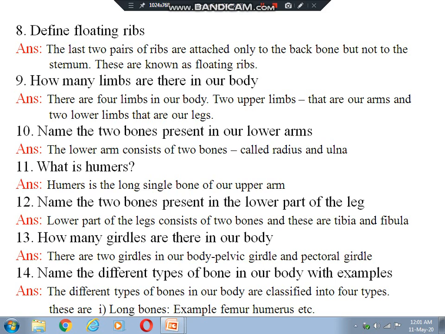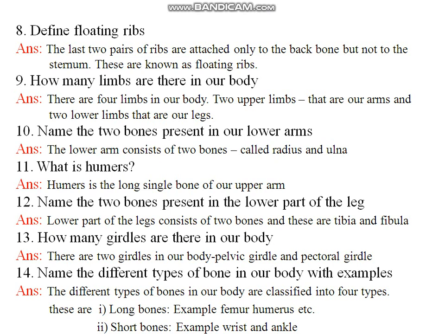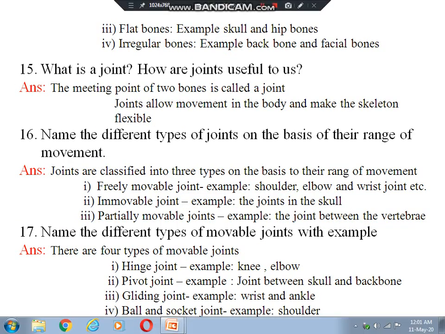Name the different types of bones in our body with examples. The bones of our body are classified into four types: long bones, short bones, flat bones, and irregular bones. Long bones means the bones of our limbs, that is femur, humerus, radius, ulna, all these are long bones. Then number 2, short bones. Short bones are present in ankle and wrist.